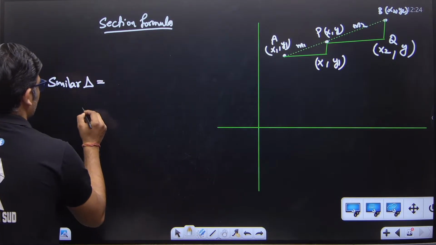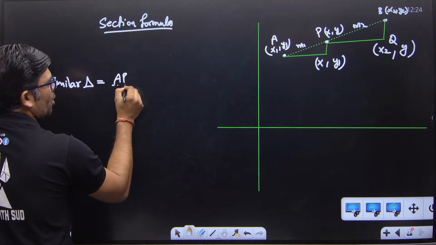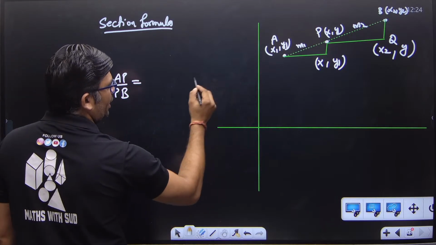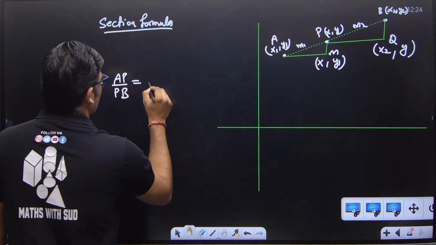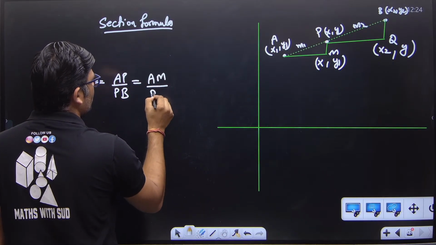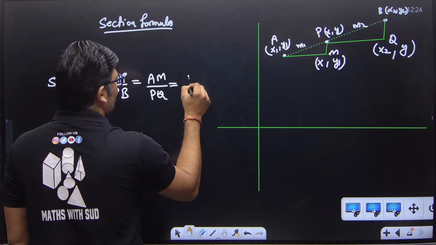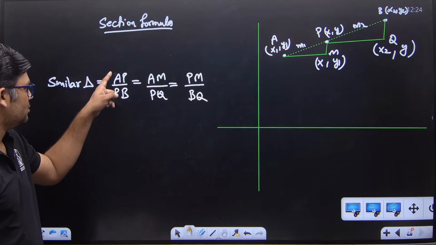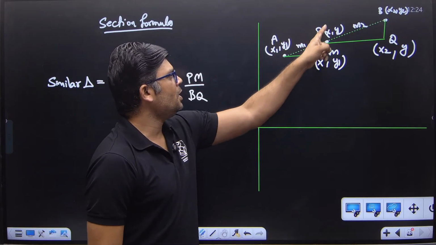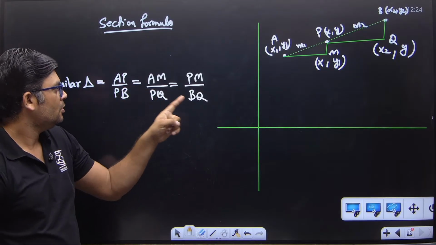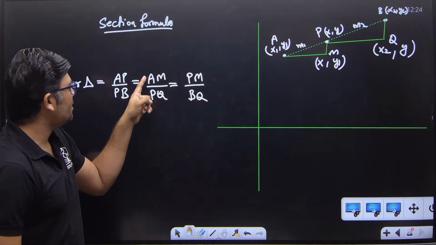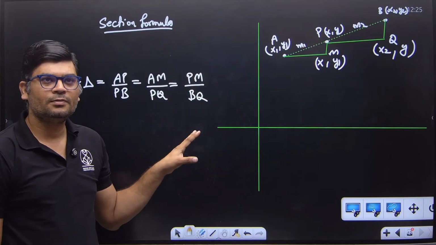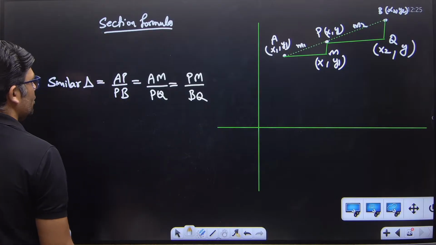So can I say, dear, that AP upon PB is equal to AM upon PQ is equal to PM upon BQ? Can I say like this? AP upon PB is the hypotenuse ratio, AM upon PQ is the base ratio and PM upon BQ is the perpendicular ratio. Can I say that these three ratios are equal? Yes. Wonderful.